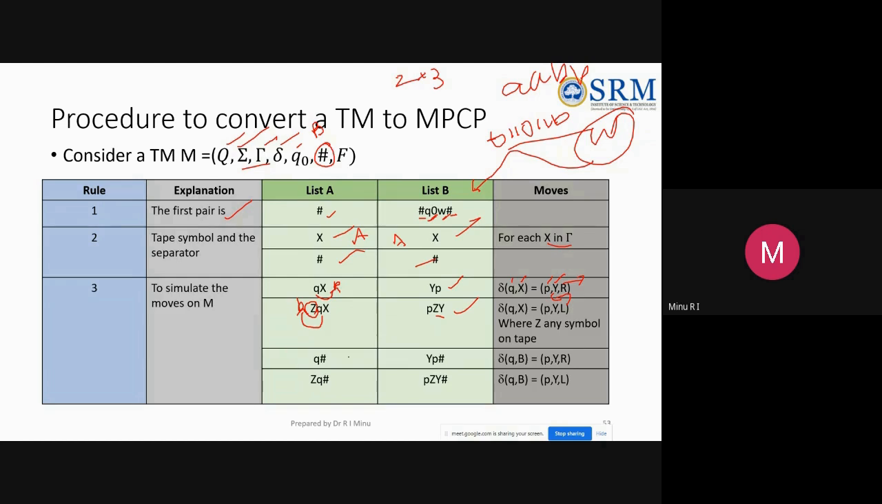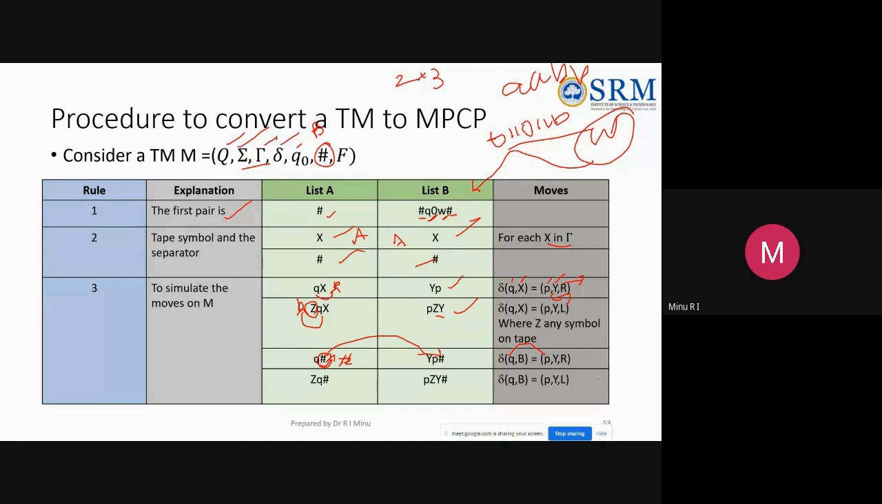Then Q blank. Now in state Q, I have a blank in front. If that is the case, I will be changing into state P, and this blank is converted into Y, and I am going in the right direction. So what happens actually? Q blank will be going over here as P, and here also there will be a blank anyway, so P blank, and this blank is changed into Y.